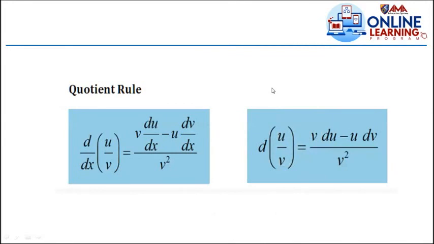Okay, for the last one, we have the quotient rule. We are done with addition, subtraction, and multiplication. So by this time, we have now the quotient rule. So the derivative of u divided by v with respect to dx is equal to v du all over dx minus u dv all over dx, all over v squared.